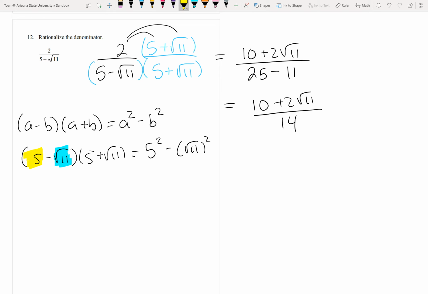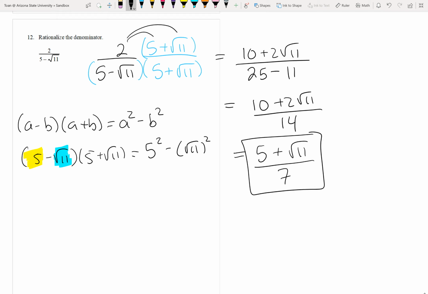Now when it comes to simplifying giant fractions like this, you have to look at all of the coefficients or constants, all of the outside numbers, and ask yourself, can I reduce all three of them at the same time? If the answer is yes, you go ahead and do that. If the answer is no, not all of them at the same time, you don't. In this case, 10, 2, and 14, we can simply divide out a 2 from each of them, giving us our most simplified answer of 5 plus radical 11 over 7.